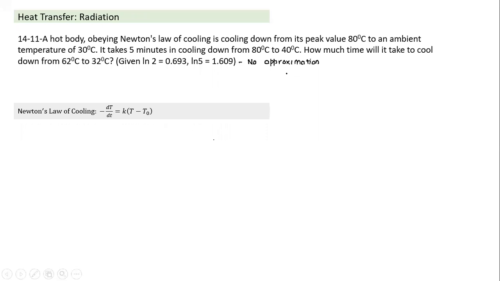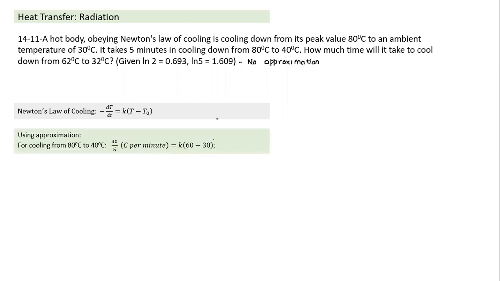What does Newton's law say? Newton's law says the rate of cooling dT is equal to this thing. That's why it is a minus sign into T minus T naught. This equation. If I use approximation, I will do it both ways so that you understand what the difference comes in. If these values were not given, I would use approximation. What does approximation say? It is cooling from 80 to 40 degrees. It takes 5 minutes to cool from 80 to 40. So what is the rate of cooling?